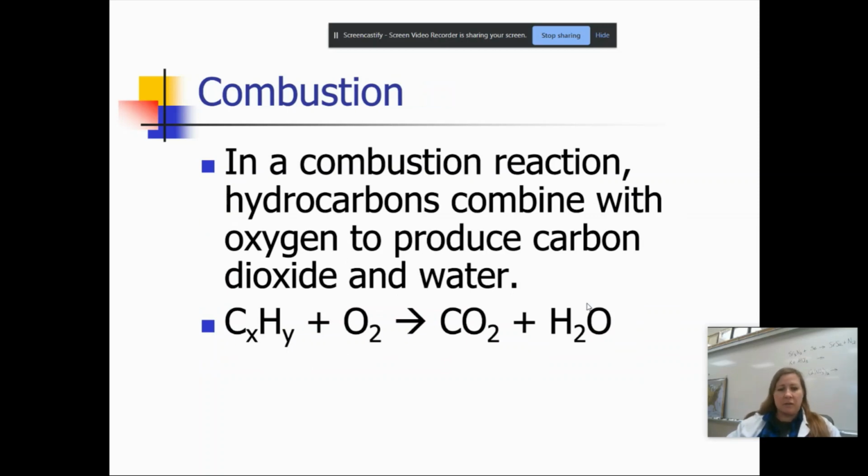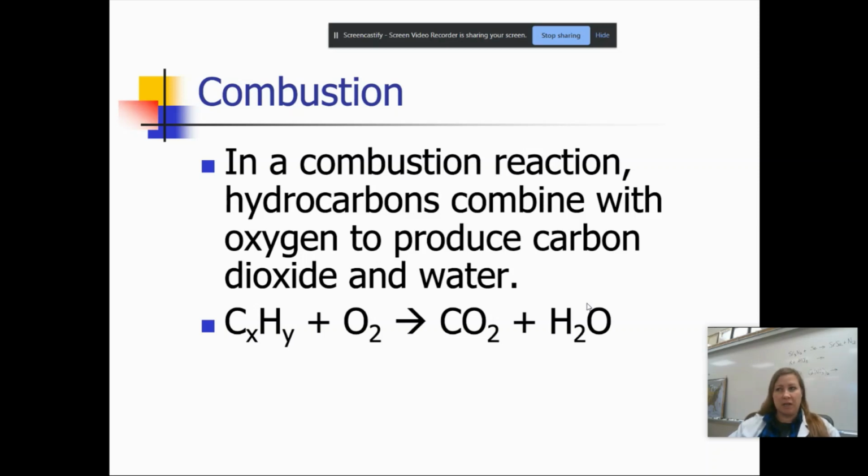Combustion reactions are hydrocarbons reacting with oxygen to produce carbon dioxide and water. And actually, that's kind of a narrow definition. There are other things that we still call combustion that are kind of similar. We're not going to get into that this year, but that's okay. So for our purposes, any hydrocarbon reacting with oxygen will make CO2 and water. And we assume that those reactions will always occur.